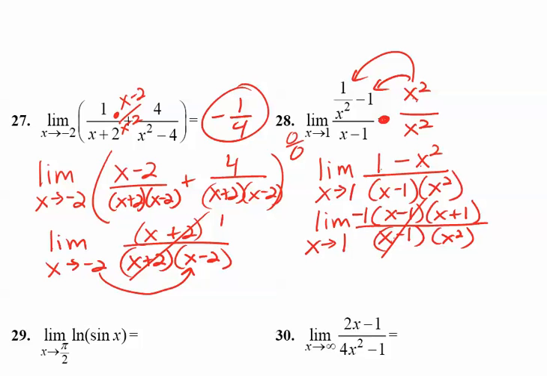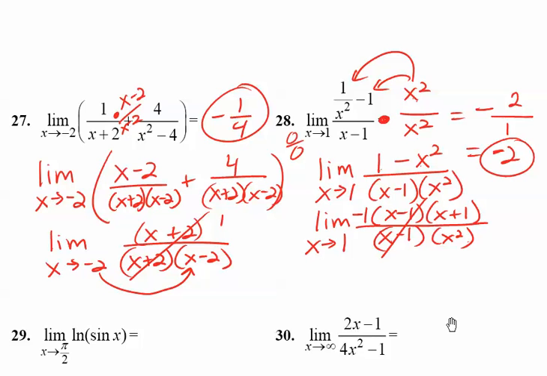And now I'm ready to put a 1 in by direct substitution. So we have the opposite of 2 in our numerator and a 1 in the denominator. So I guess I could have just written -2 there.